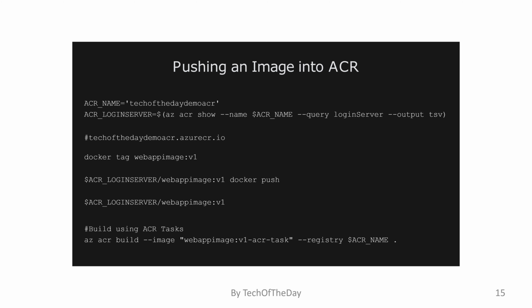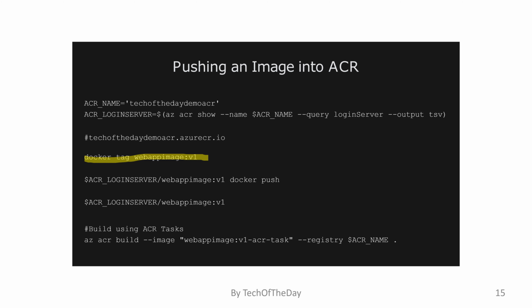Next, we need to add an alias to our local container image using this login server and a new name and tag. This additional tag tells Docker where it needs to send the image when we execute a Docker push, and we create an alias with docker tag. Let's walk through this command together. Here we have docker tag, and then for the source image we have web app image v1. That's our local container image that we built earlier in this module.